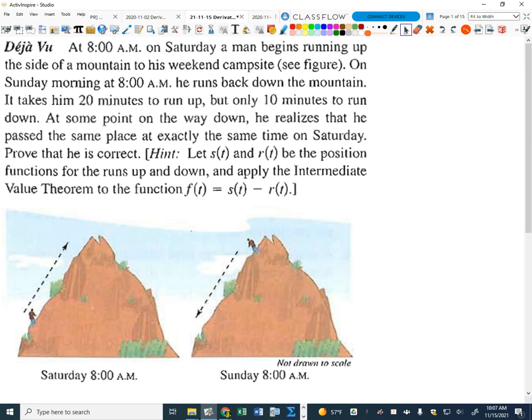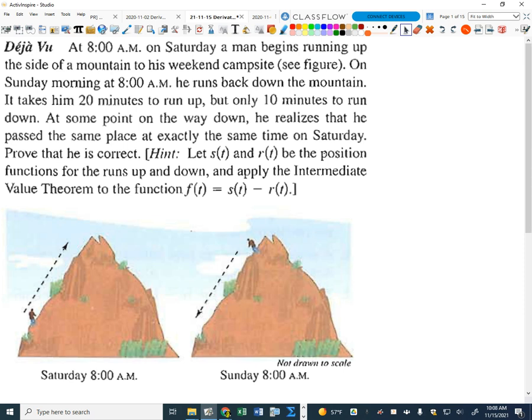What would be the value of f when he passes by the same place at the same time? It'd be 0, wouldn't it? Right? When he's passing by the same place, s of t and r of t would have the same value, be the same distance from the start, right? So that works, doesn't it?